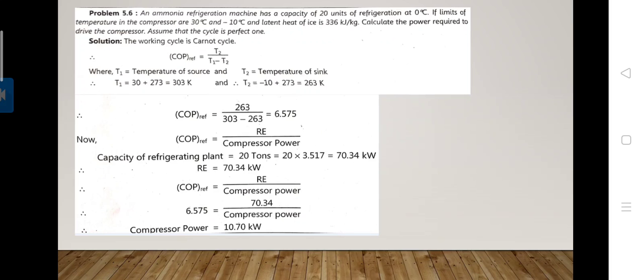We again use the same formula as in the last problem: COP of refrigeration is equal to refrigeration effect divided by compressor power. The refrigeration effect is 70.34, the compressor power we have to calculate, and the COP of refrigeration we just calculated using T2 divided by T1 minus T2 is 6.575. So the compressor power is equal to 10.70 kilowatt. The same formulas are used. We only need the values of temperatures, how to calculate the capacity of the refrigeration plant, and the conversion of 1 ton equal to 3.517 kilowatt. This is the way we can solve this problem.